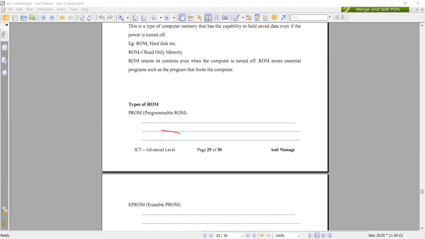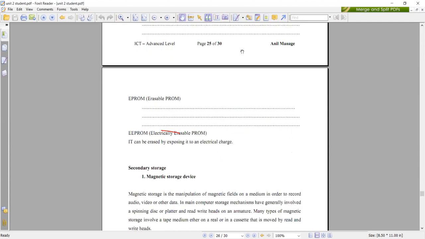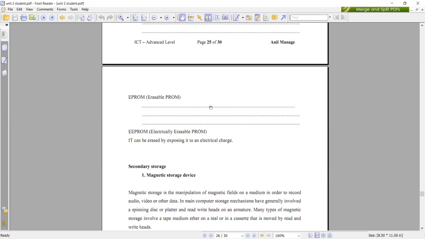Then you have something called EPROM. EPROM means erasable programmable read-only memory. That means you can erase and program several times, right? Write that down.